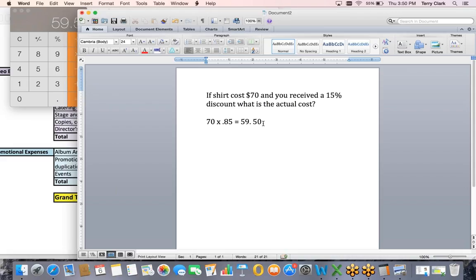The way it works is we've got total cost is 100%. Discount is 15%. And you take the total cost minus the discount, that equals your actual cost, which becomes 85%. So you're going to get 85% of that $70 to pay. That's the way it works.